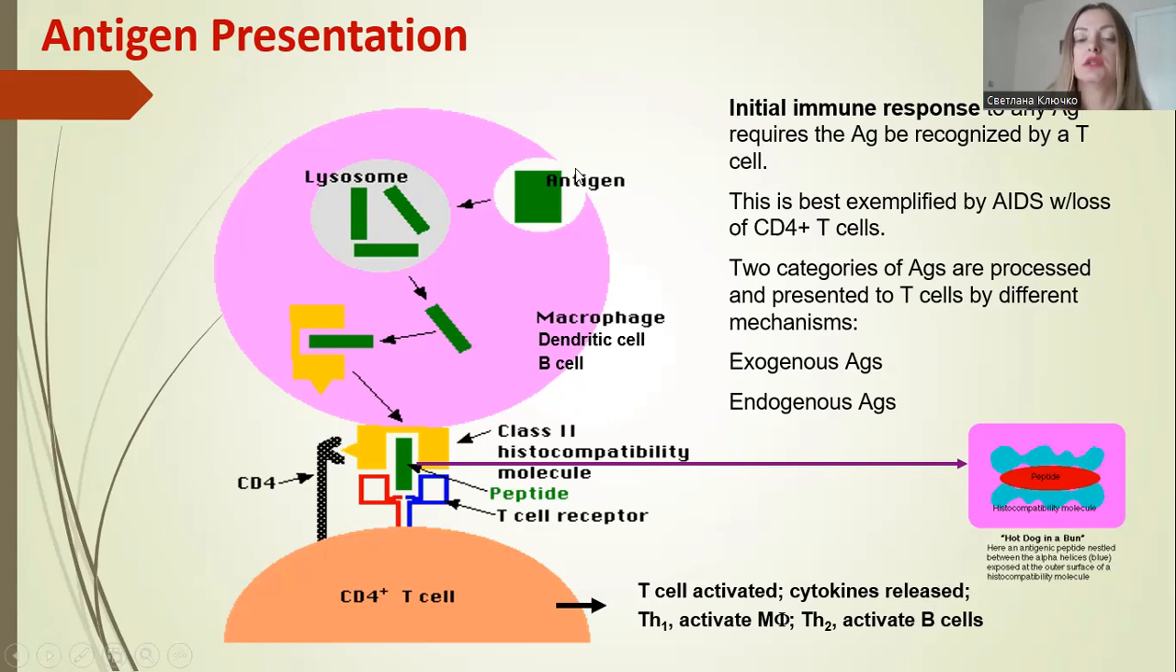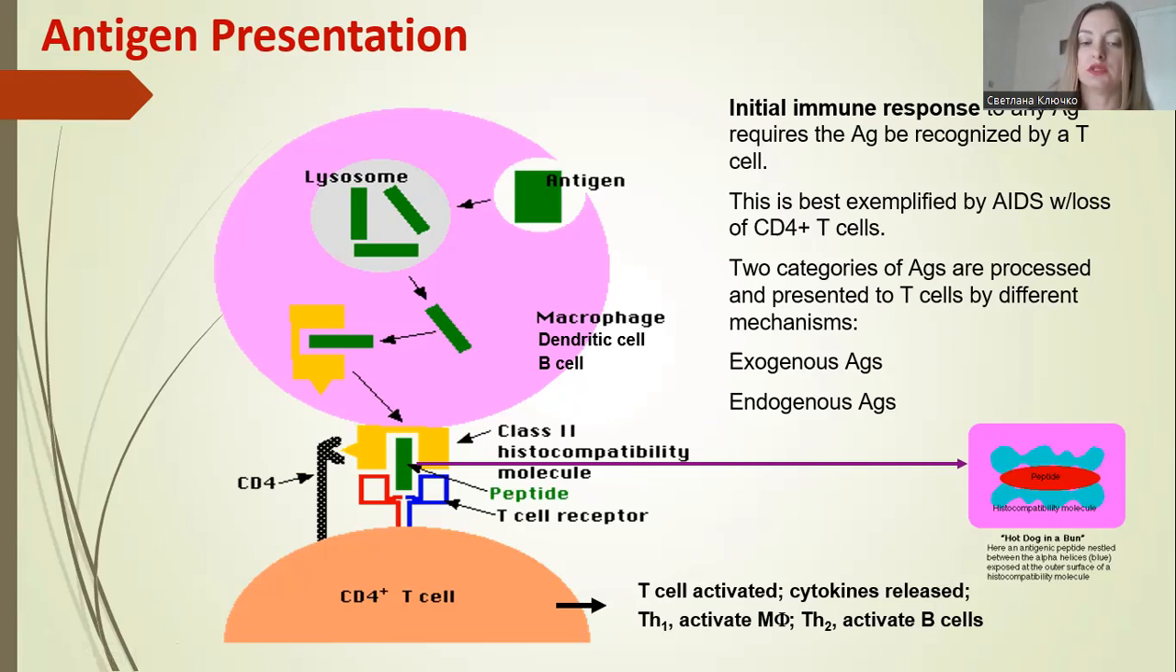The antigen is phagocytosed by the antigen presentation cell, and antigen processing occurs inside the cytoplasm in lysosomes, and then the antigen determinant is presented in complex with class II histocompatibility molecule to the CD4 positive T cell. For that reason, we call macrophages, dendritic cells, and B cells antigen presentation cells. And the CD4 positive T cell is a cell of the adaptive immune system that activates the immune reaction.